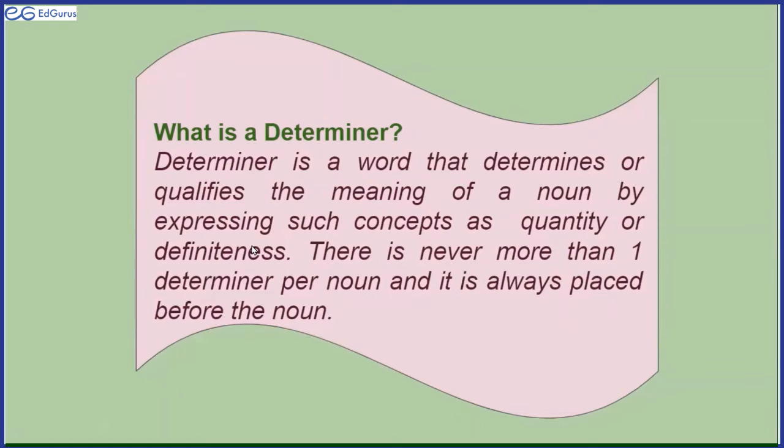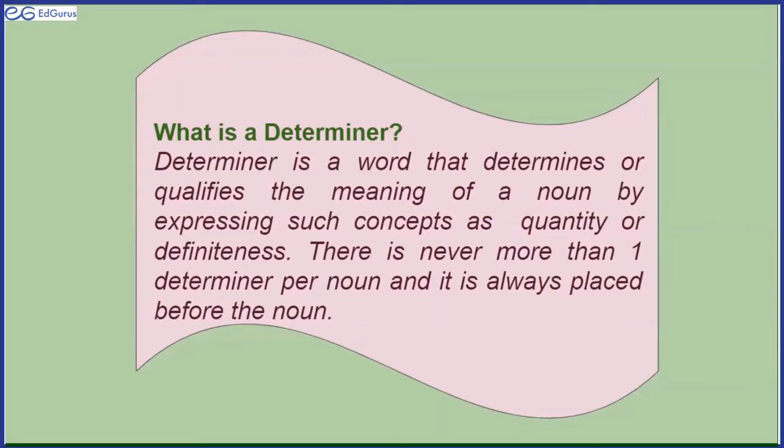Now, how that quantity or definiteness, just for example, at random, I will tell you. I have some water, right? They have two books. Two is a determiner and books is the noun. So two is describing or determining books. How many books? Two books.